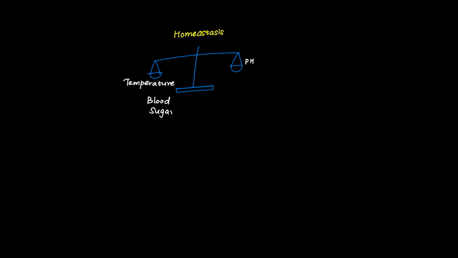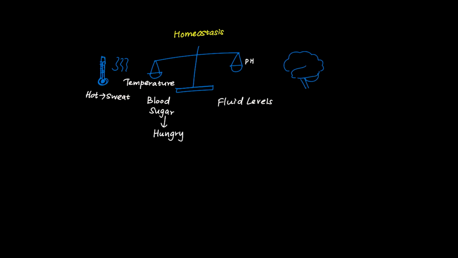This question defines a state where all body systems work together to maintain internal stability. That's homeostasis. Homeostasis is your body's balancing act, keeping temperature, pH, blood sugar, and fluid levels within normal ranges so everything functions properly. When you're hot, you sweat. When blood sugar drops, you feel hungry. These are homeostatic responses. The nervous system plays a big role in this, constantly monitoring conditions and triggering adjustments.